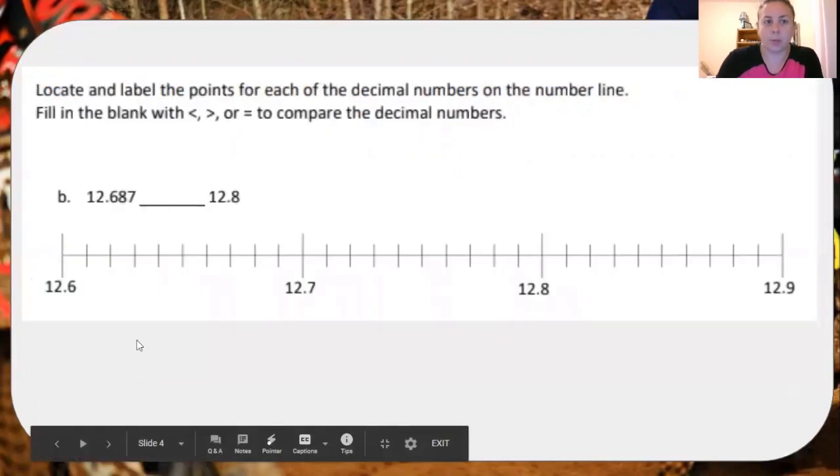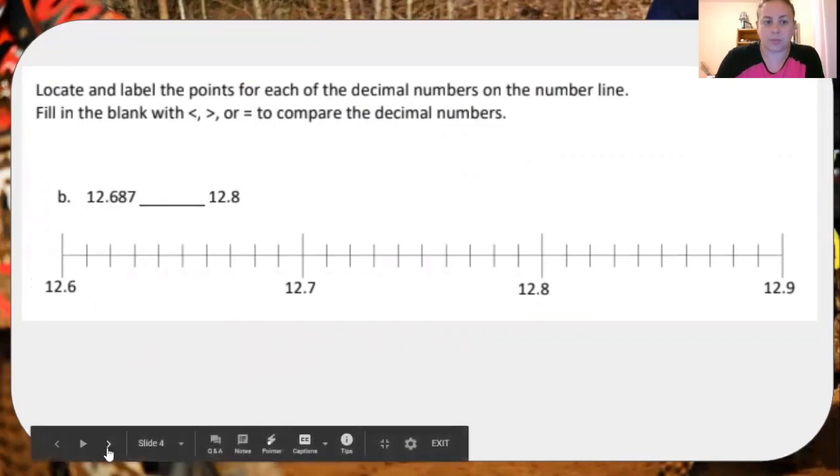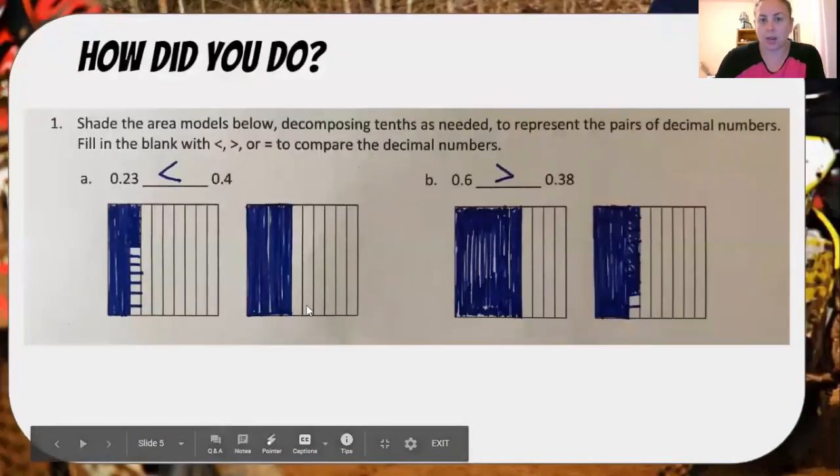All right, our third problem. Locate and label the points for each of the decimal numbers on the number line. Fill in the blank with less than, greater than, or equal to compare the numbers. All right, so go ahead and hit pause, and then we will go over your work. All right, how did you do?